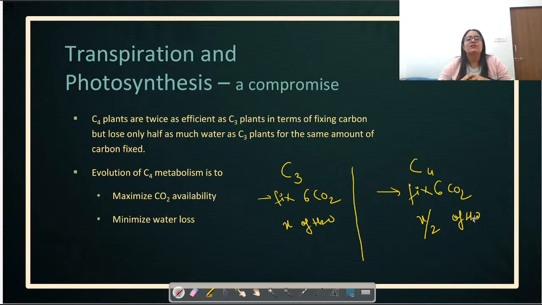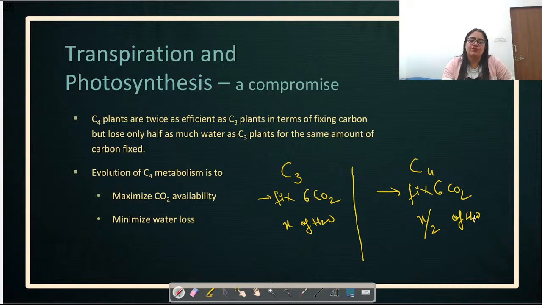So C4 plants are more efficient. C4 plants are better in comparison to C3 plants. Why? Because they have a mechanism to increase the internal CO2 concentration around the cells which are responsible for producing the sugar. And secondly, they use less, approximately half the amount of water, in order to fix the same number of CO2 molecules that can be fixed by a C3 plant by taking just double the amount of water. So that's the important thing that you need to understand.